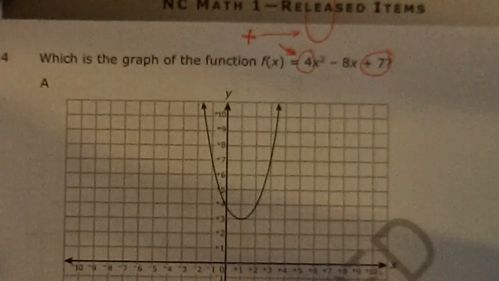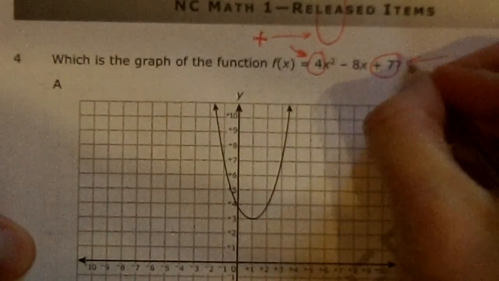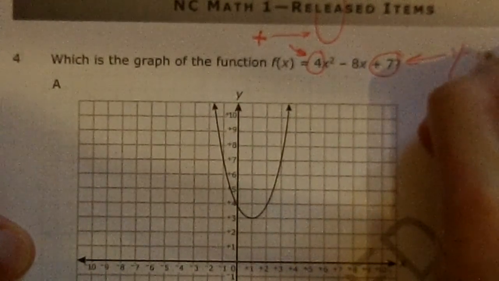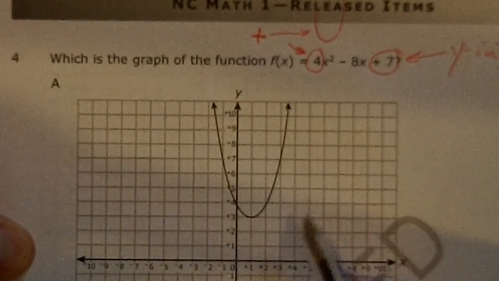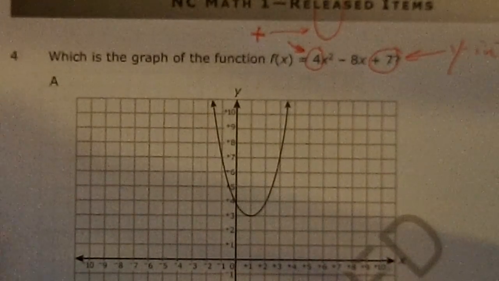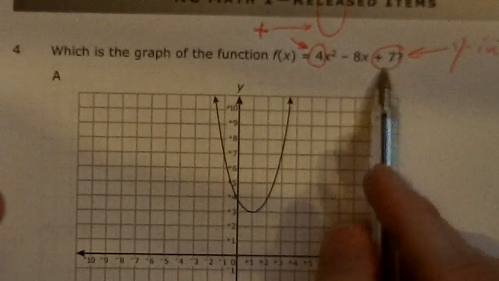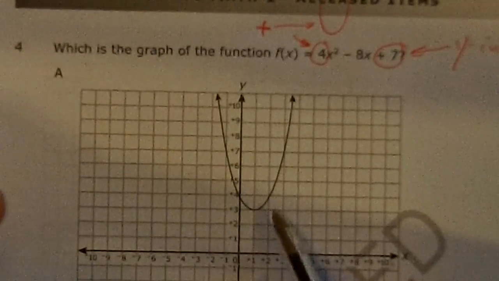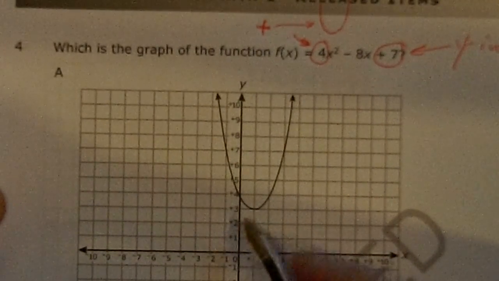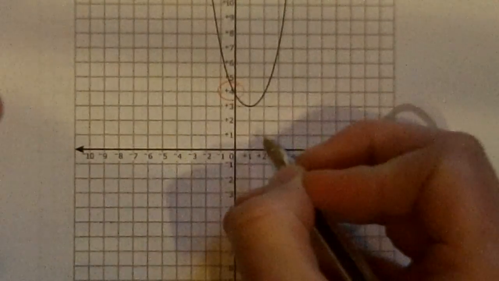But the c part, the plus 7 part, this tells me what the y-intercept is for my graph. And so if I can look at each one of these answer choices, and if I can eliminate the ones that don't have a y-intercept of 7, well, then that might help me to identify the correct answer. So I notice right away answer choice A has a y-intercept of 4, so I can eliminate that one.